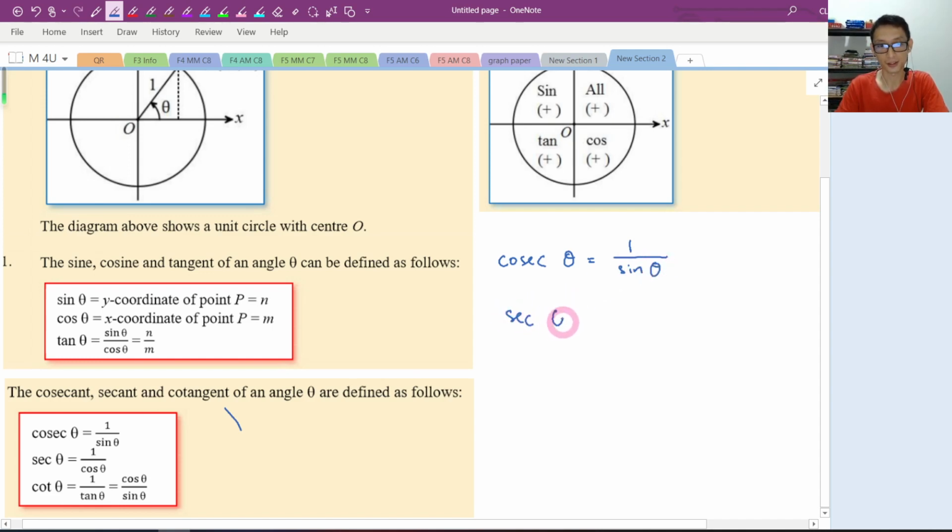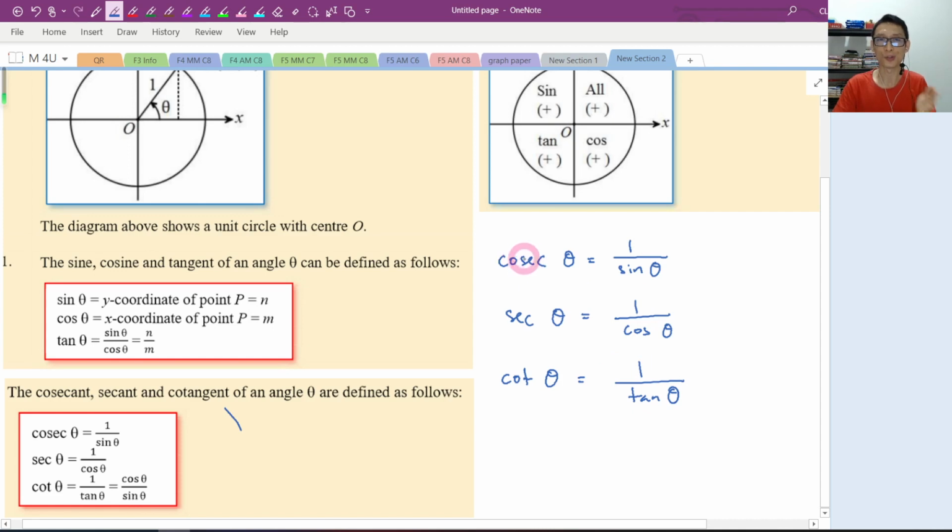Secant is equal to 1 over cos. And last one, cotangent is equal to 1 over tangent. Okay, the majority of students will have no problem remembering cotangent, because you see T, right? So cotangent is 1 over tangent. Since the name is also cotangent, you know this is 1 over tangent.